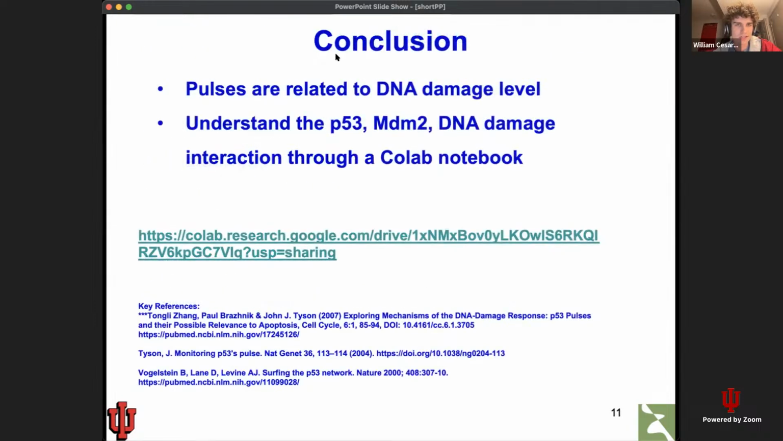But yeah, my conclusion was that pulses are related to the DNA damage level, and I ended up figuring out exactly what level of DNA damage created these pulses, and now a user is able to understand this interaction throughout the Colab notebook. There are additional phase plots, etc. and different parameter changes in there as well.